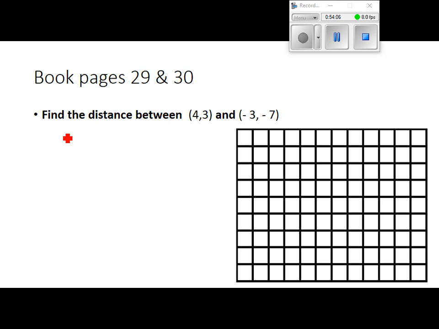You don't have to get in your books. All you've got to do is find this on your paper and you're going to graph these two points. 4, 3, negative 3, 7. And we're going to find the distance in between them.